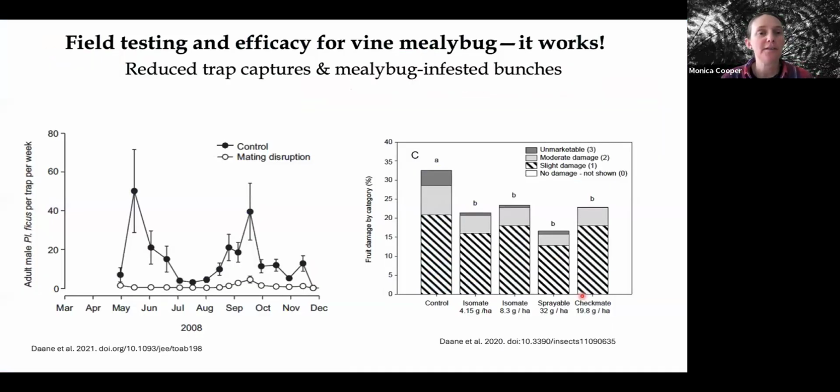Okay, so the title of the talk, Mating Disruption for Vine Mealybug, it does work. So what we've seen with looking at different formulations, different dispensers over the years, we see both reduction in trap captures where we're using mating disruption and also a decreased damage to the fruit that's harvested.